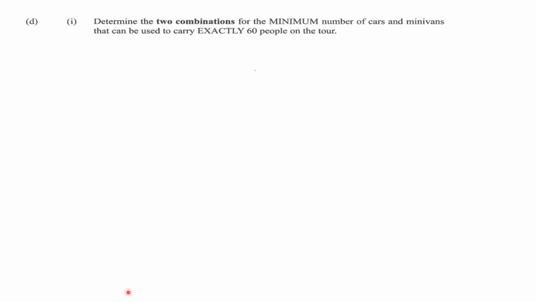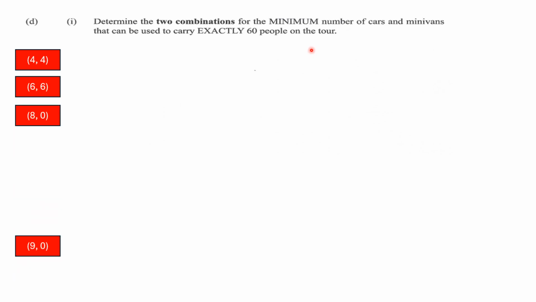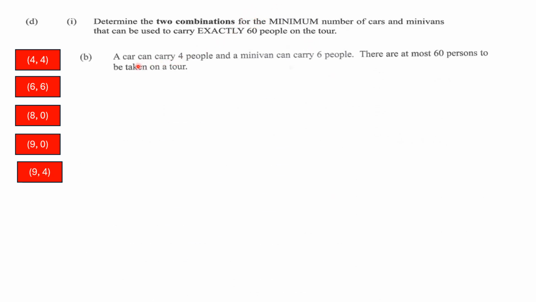So here we're at part D. Determine the two combinations for the minimum number of cars and minivans that can be used to carry exactly 60 people on the tour. So we have to get our points. Remember, we have 4, 4, 6, 6, 8, 0, 9, 0, and 9, 4. Remember in the beginning they said that a car carries 4 people and a minivan can carry 6 people. Also x represents cars and y represents minivans.